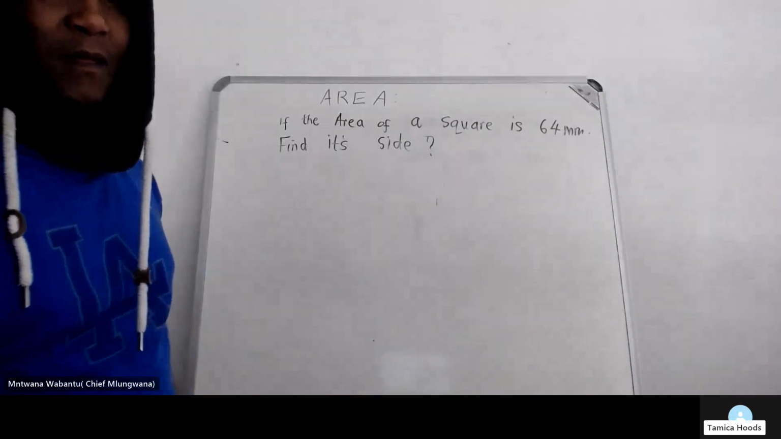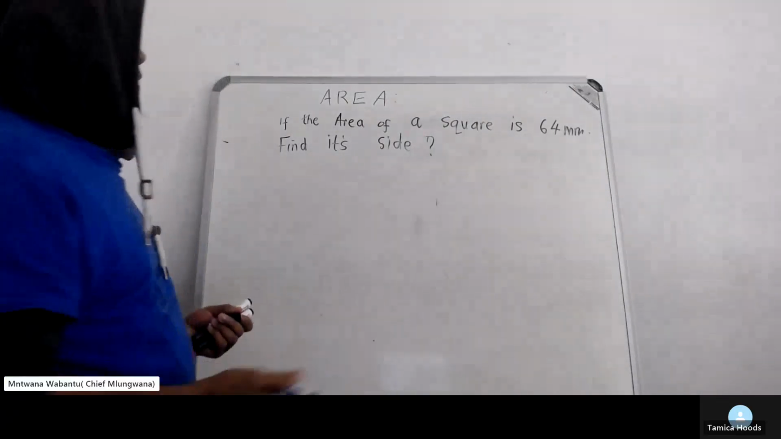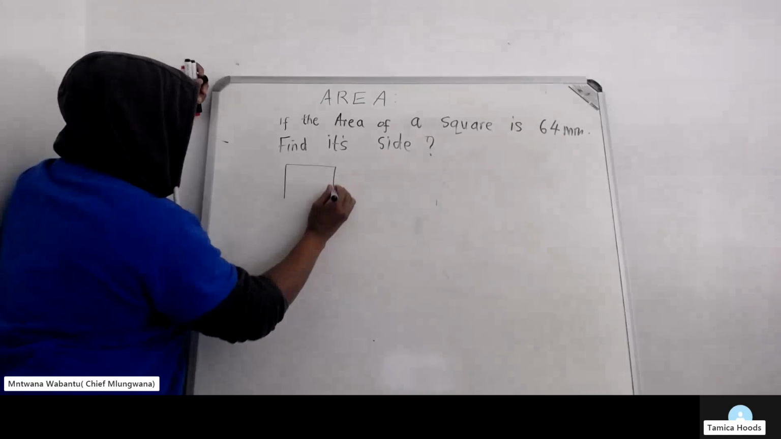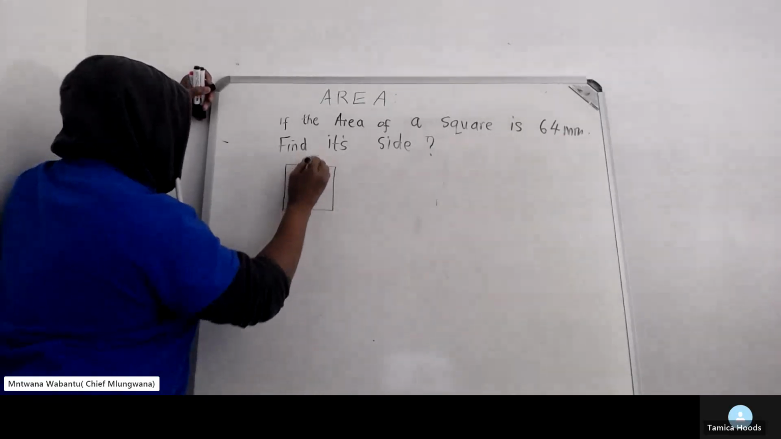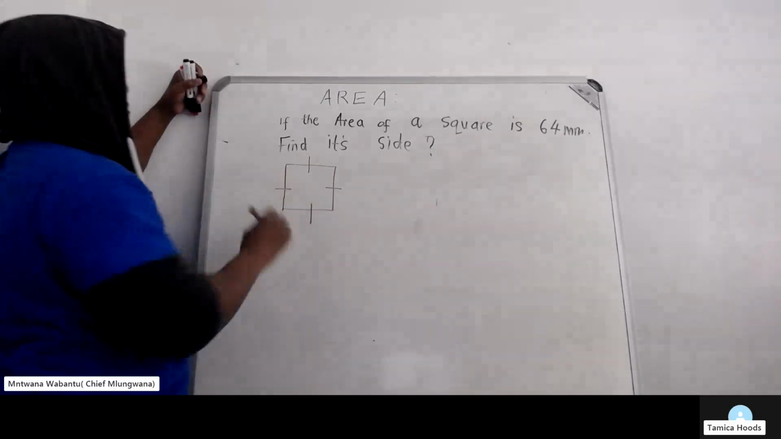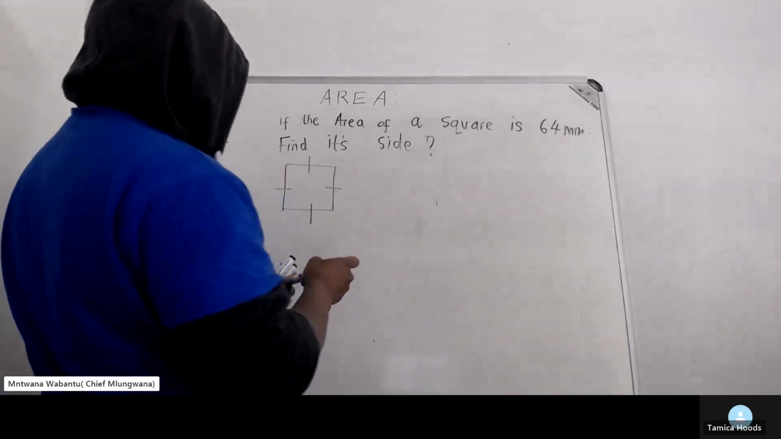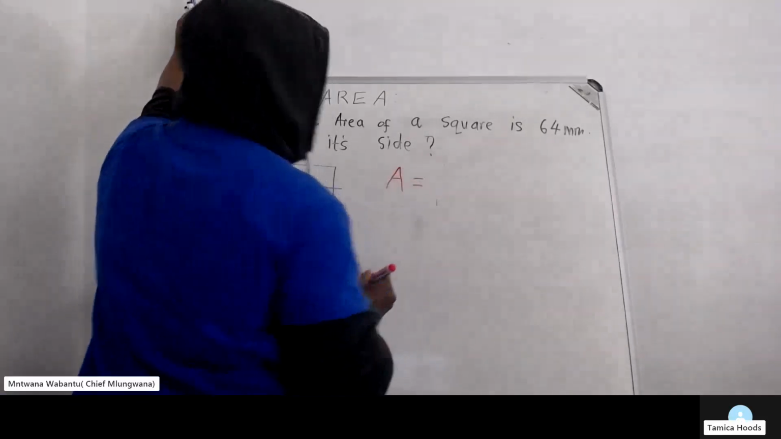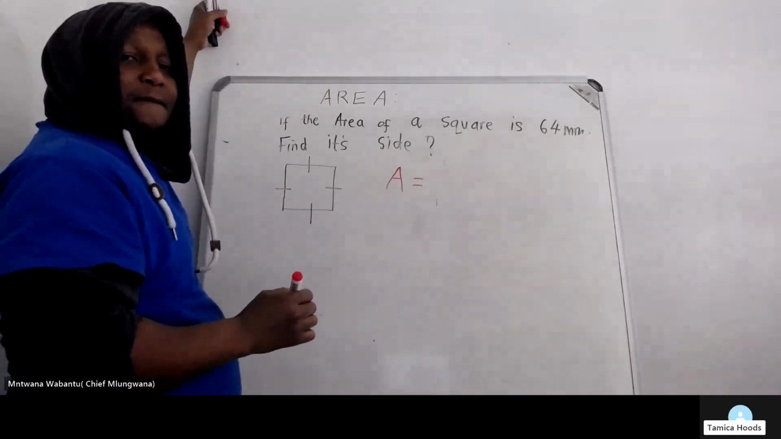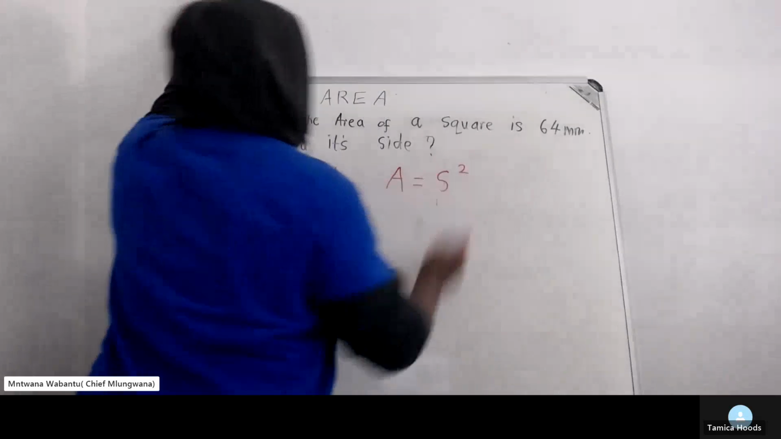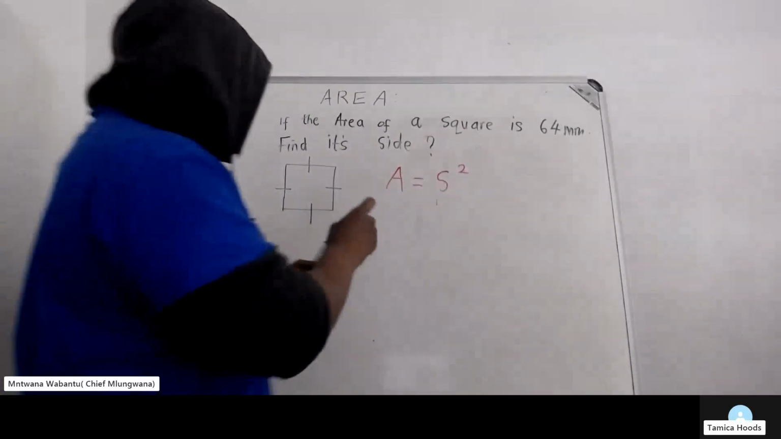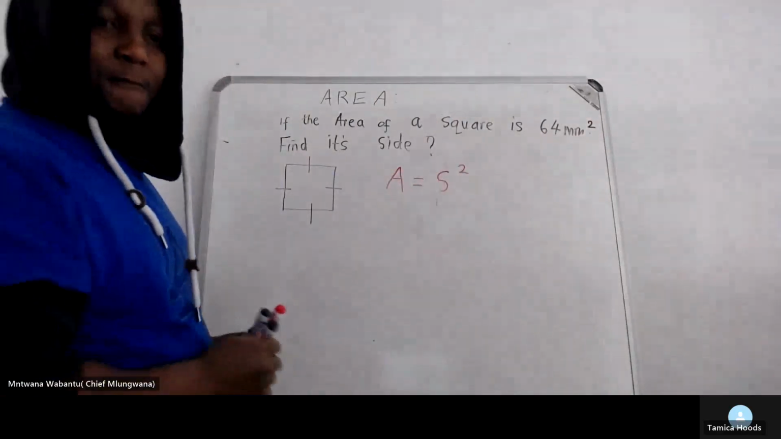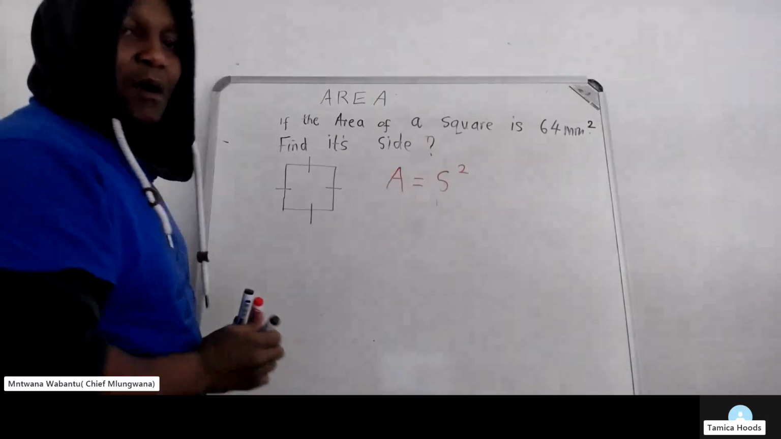The area, we're going to write down the area. Okay, so I'm going to draw my little square here. The sides are equal everywhere. We don't know the side. Then I'm going to write my formula. What does the formula say? Area equals side square. Sorry, this is supposed to be here because they say area. This must be millimeter square.